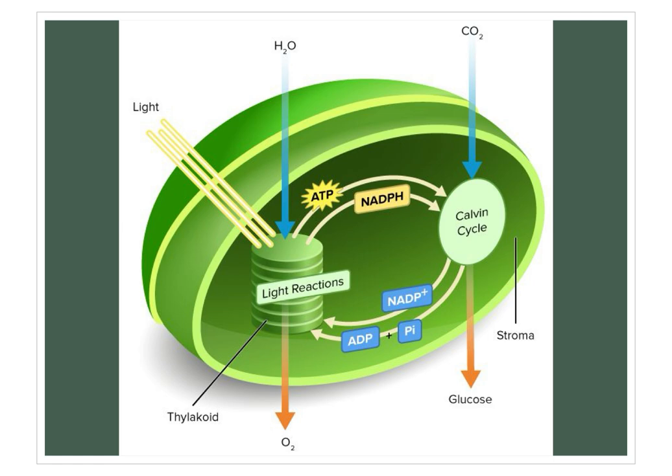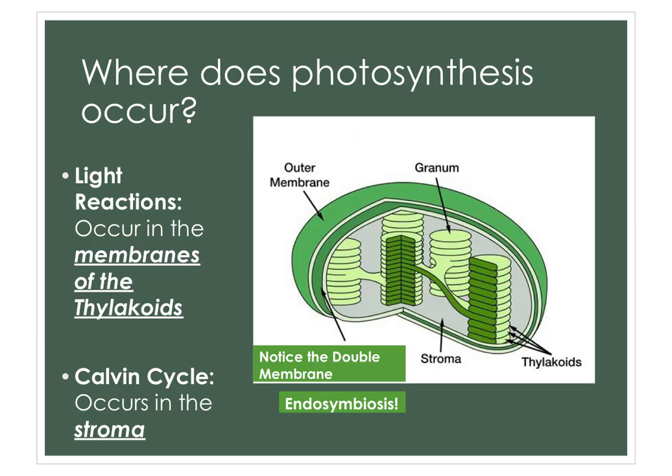We're going to be going over the light reactions today, this portion right here, okay? And both cycles occur in the chloroplast. So we're starting off with the light-dependent cycle in the thylakoid. So let's take a look here. So where does photosynthesis occur?